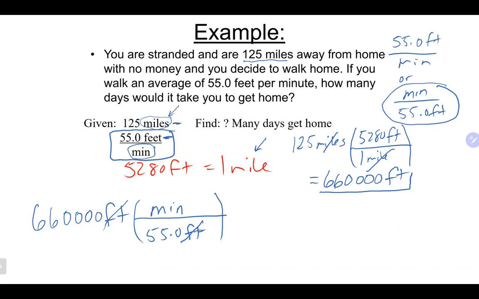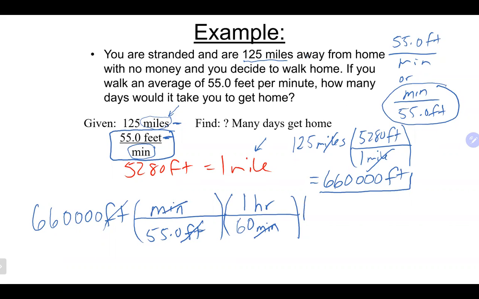What is left at this point is minutes. So all we have to do now is convert minutes to days, and you could do it a couple of different ways. We could know that there are 60 minutes in 1 hour, so that way the minutes will cancel as opposites of each other.